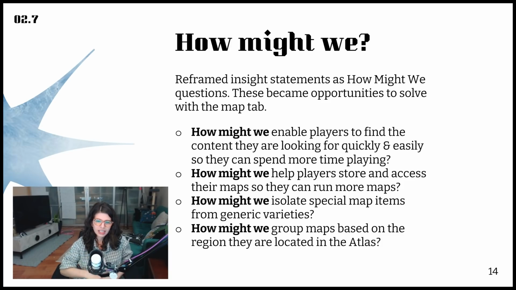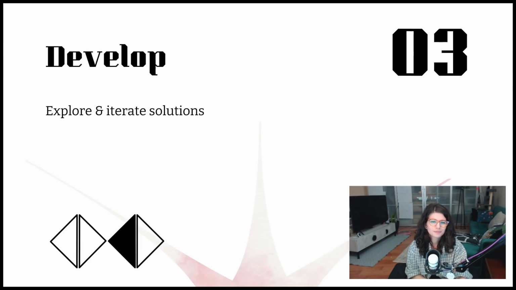So key how might we questions might be, how might we isolate special maps, specific maps that are different from a generic tile set, or how might we group maps based on the region they're located in the atlas. You'll see how I use these statements to inspire my solutions further down.